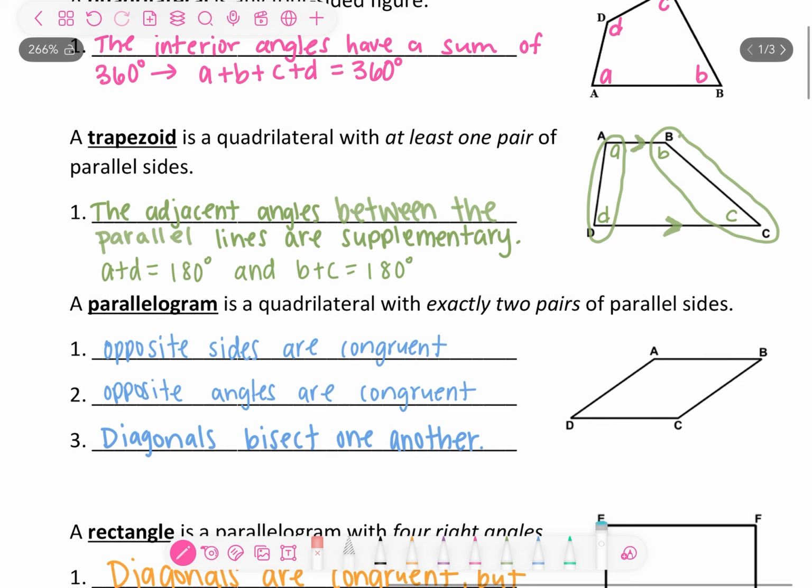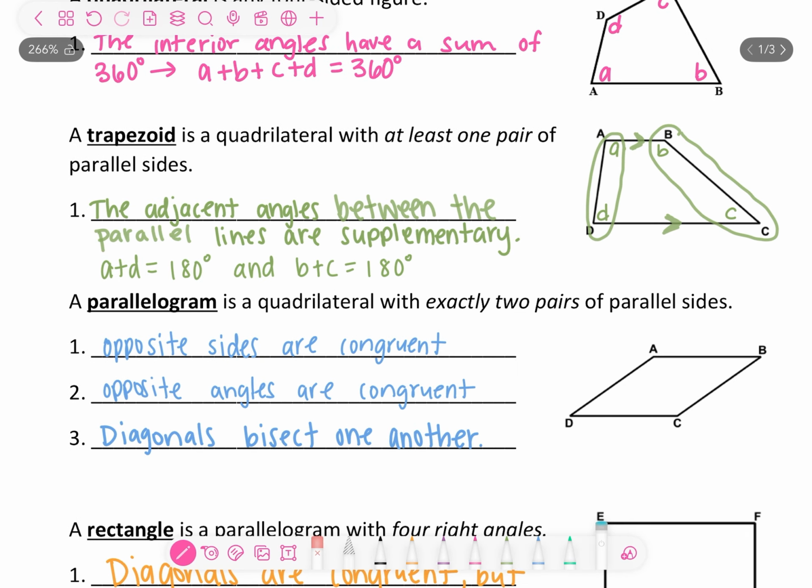All right, continuing on. A parallelogram is also a quadrilateral. Technically, it's also a trapezoid. So a parallelogram is actually a special trapezoid. I'm going to add that in here just for clarification, with exactly two pairs of parallel sides. So it has to have exactly two pairs of parallel sides.